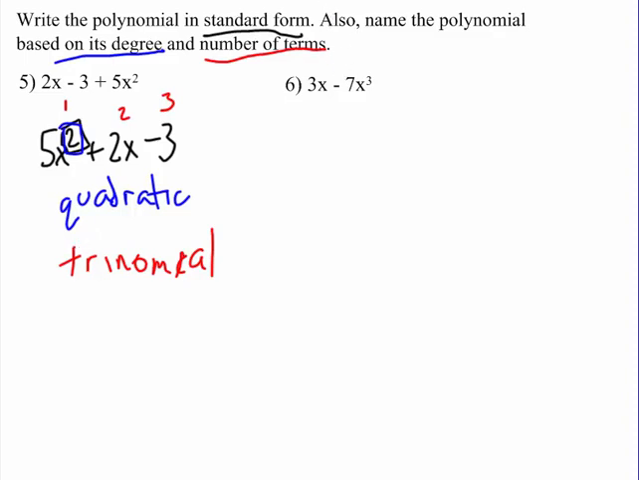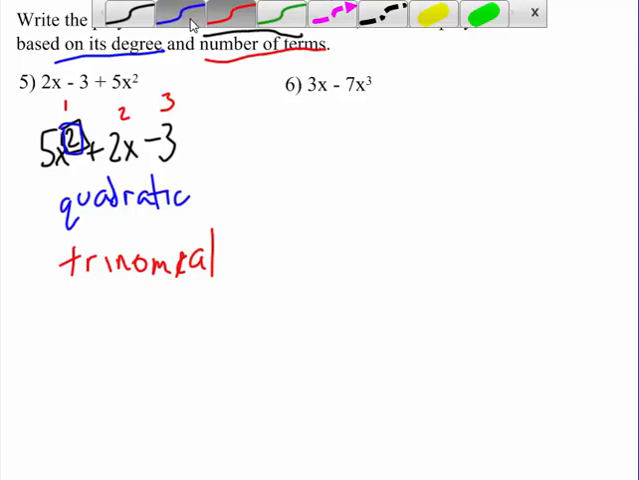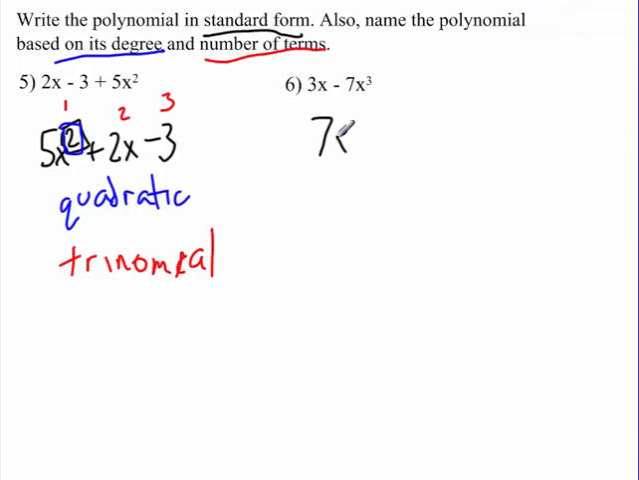So again, standard form. To write this in standard form, we're going to have to write the highest degree first. The highest degree is 3, so 7x cubed, but be careful, there's a negative in front of it, so it's negative. Then plus 3x. Alright, so there's one of my answers.